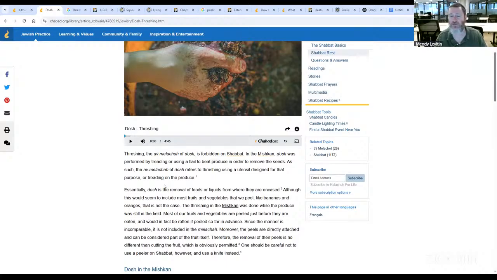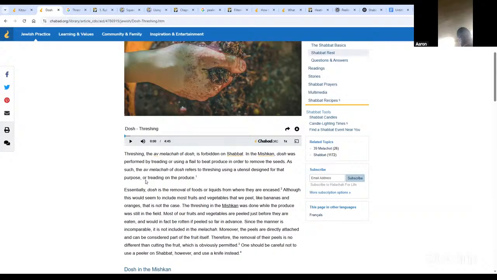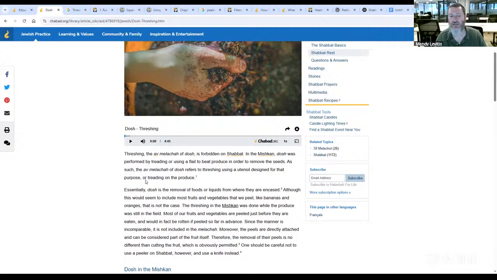For instance, where this comes down to, listen, Aaron, hold on. The difference is if it has a nutcracker, right? There are things that are tools, utensils used for that specific purpose. That's a problem. If the utensil itself is used for that, it's different than if you use, let's say, a separate utensil. Let's say the back of a knife. So here, threshing is prohibited on the produce.